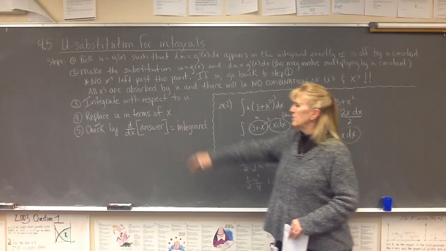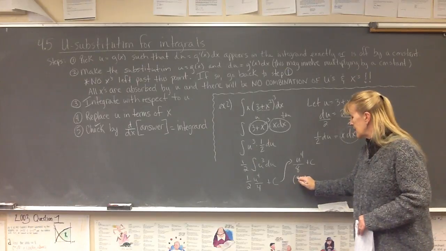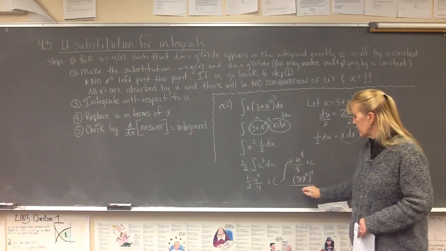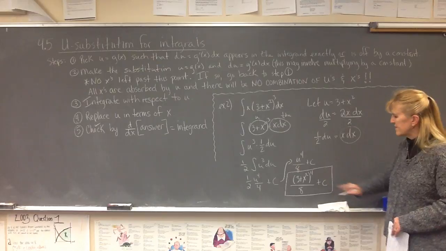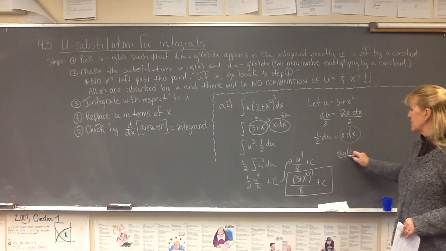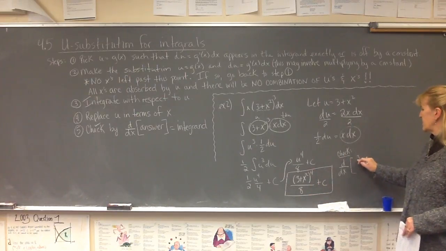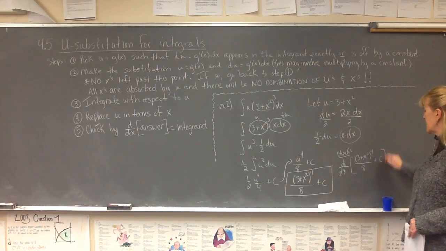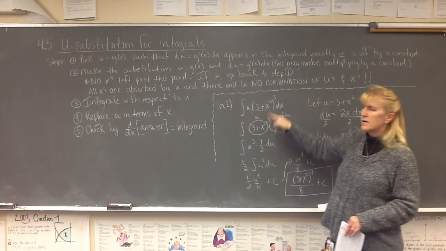Now I need to replace my u in terms of x, so whatever I have, my u is 3 plus x squared. I now put (3 plus x squared) quantity to the 4th, over 8 still, plus c. And this is the answer to my problem. I now should check this and see whether or not, if I take the derivative with respect to x of all this, (3 plus x squared) quantity to the 4th over 8 plus c, I do indeed come right back to x times (3 plus x squared) quantity cubed.